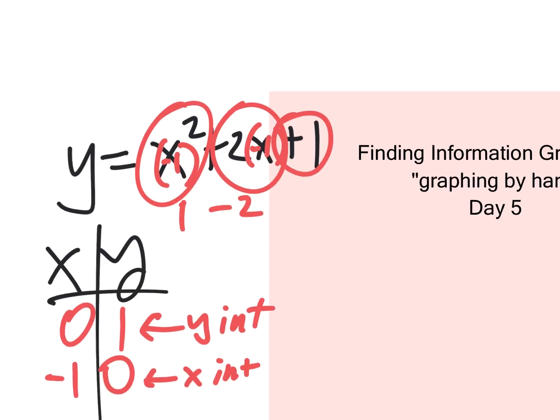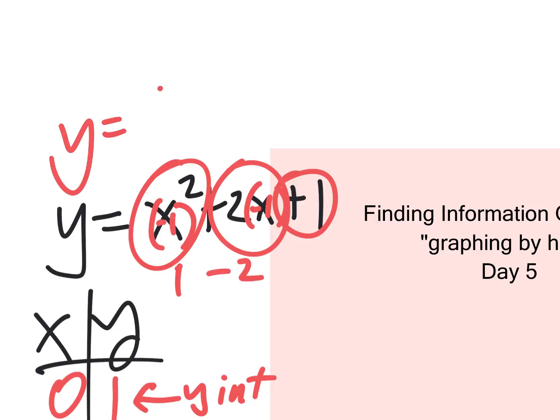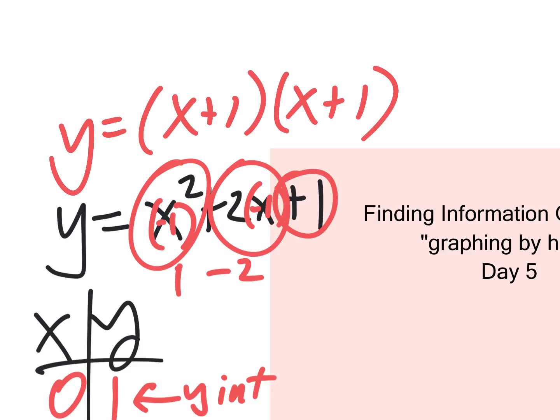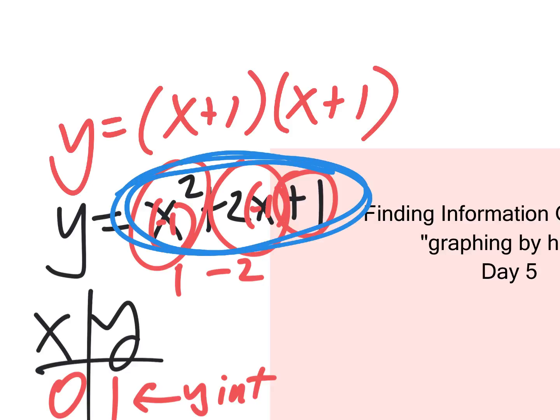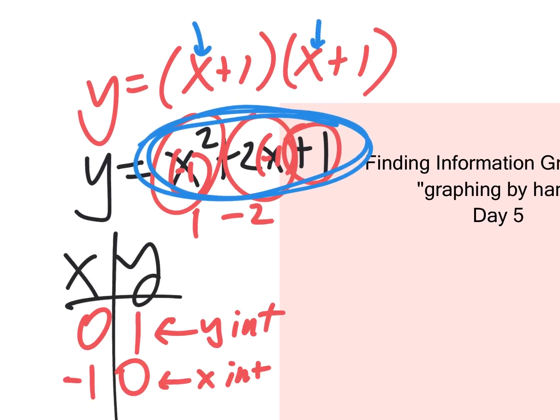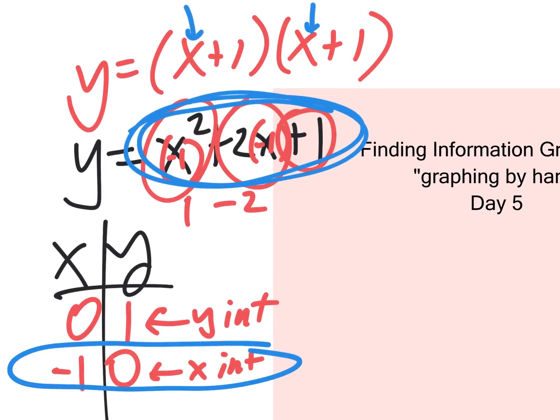One more thing. I bet you somebody, if I'd have given you enough time, would have factored this to (x + 1)(x + 1). How do I know that works? Because if you multiply it out, you get this back. And then that tells me the what? X-intercept, which is -1. And look at that. We already knew it, but I could have got it from factoring.